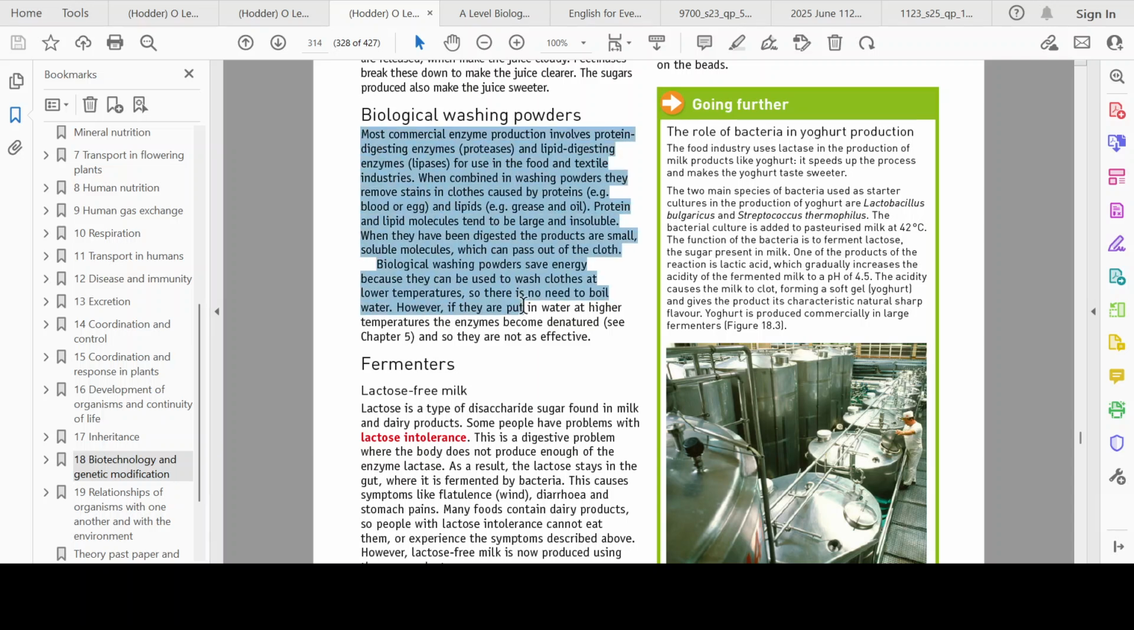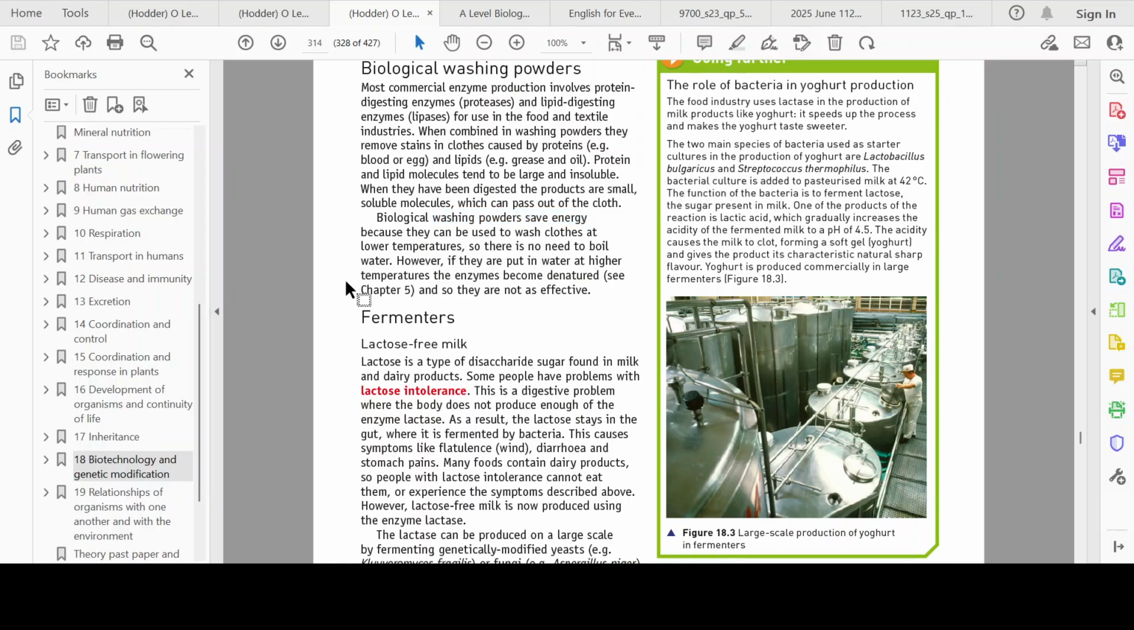Biological washing powders, I already mentioned that, right? So they're mentioning grease and oil and protein, blood and egg and all of that. And so enzymes in biological washing powders are useful. They're also useful because now you don't need to use hot water to get the stains off. If you do use hot water with biological washing powder, then you'll end up denaturing the enzymes, and so they won't work. So, it makes life easier. You also have to be careful about the temperature of water that you're using.